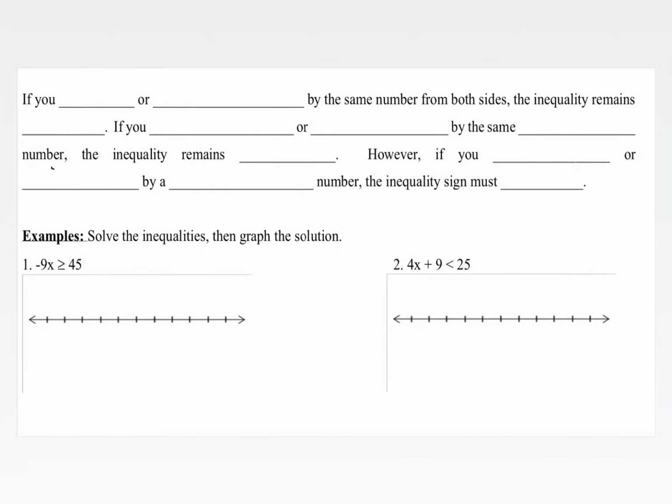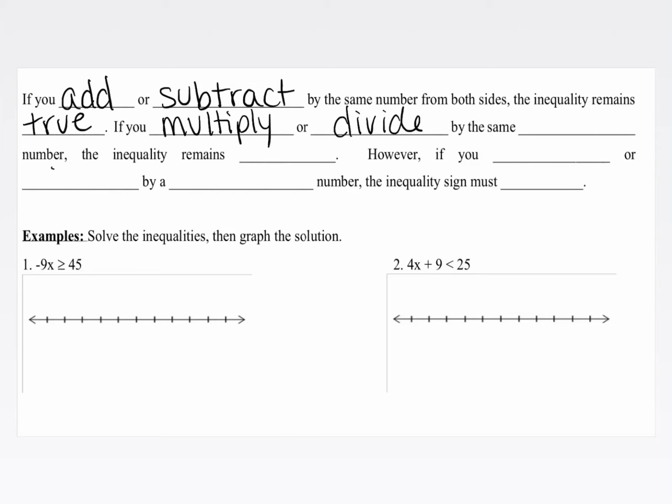Now, sometimes we need to solve some inequalities first before we graph them. If you add or subtract by the same number from both sides, the inequality remains true. If you multiply or divide by the same positive number, the inequality also remains true.